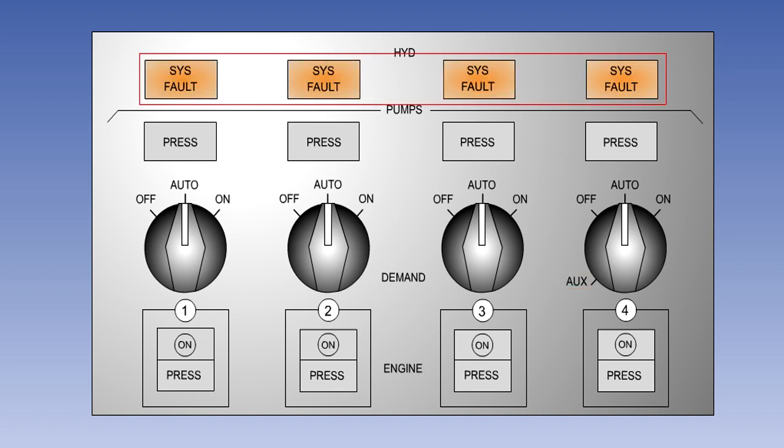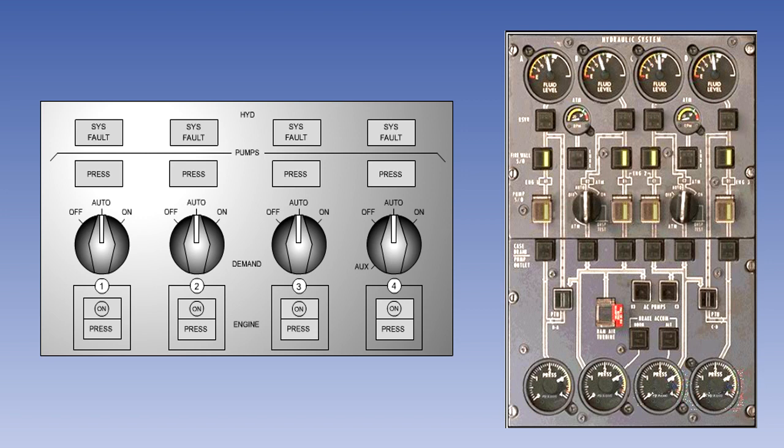Each system has a master fault light. The cause of the fault can be found by checking system status on the electronic screen. You should now be familiar with the control and indicating systems used on old and new generation airliners.